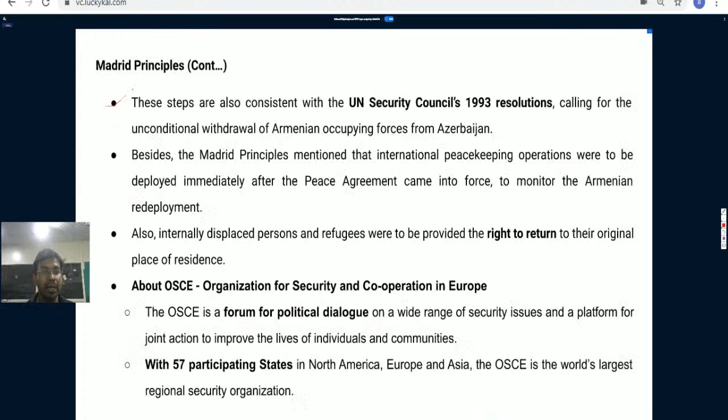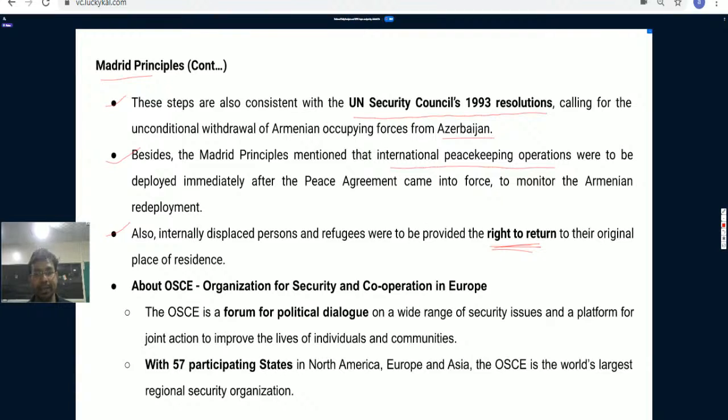Now we will understand in detail about it. These steps are consistent with the United Nations Security Council's 1993 resolution calling for unconditional withdrawal of Armenian occupying forces from Azerbaijan. Besides, the Madrid principles mentioned that international peacekeeping operations were to be deployed immediately after the peace agreement came into force to monitor the Armenian redeployment. Also, internally displaced persons and refugees were to be given the right to return. So the right to return is associated with the Madrid principle.